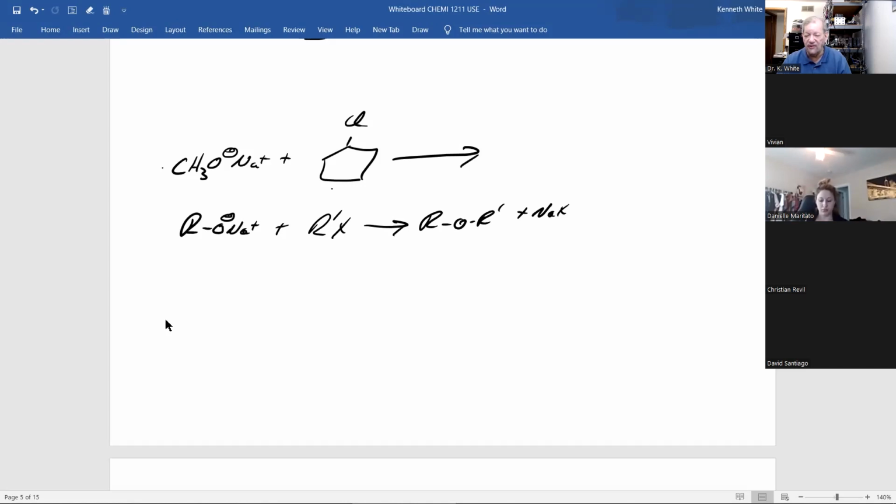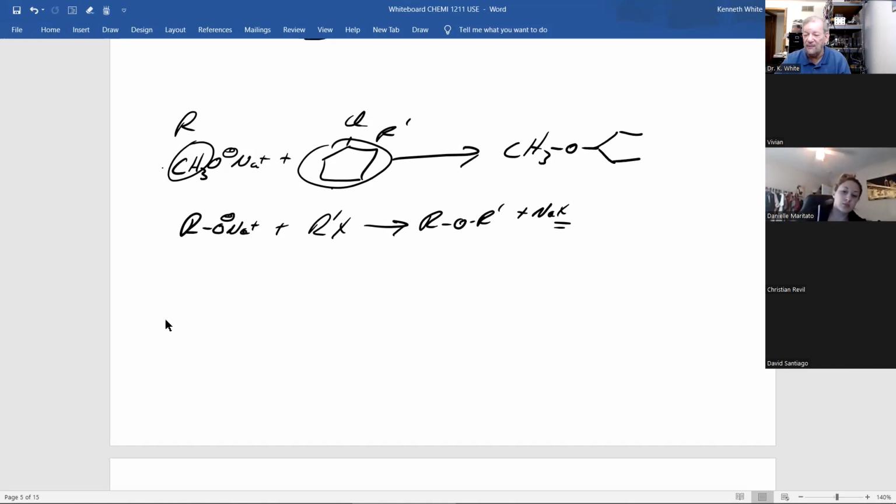You don't have to, because if I give a synthesis like I did on test number 2, this helps identify what X is. But for this one, we don't. This is R prime, R, oxygen, and my 6-membered ring. Well, that's an interesting ether.